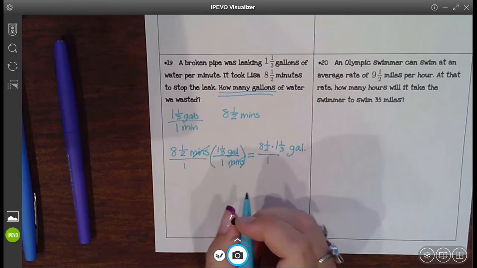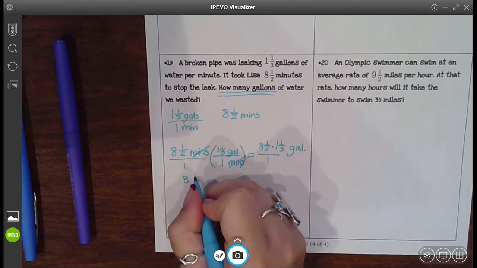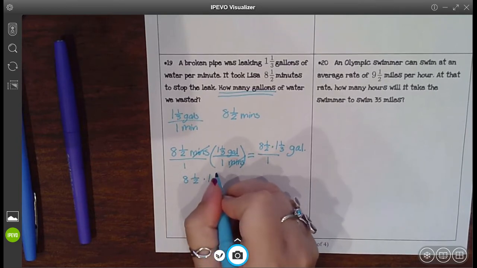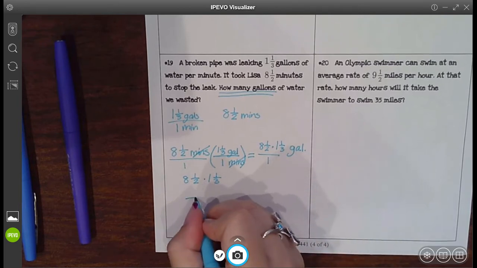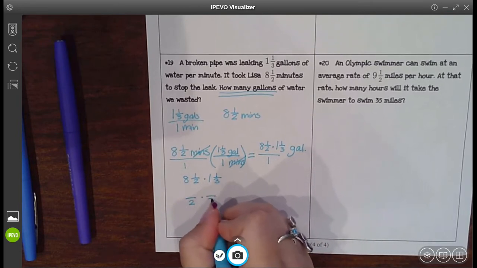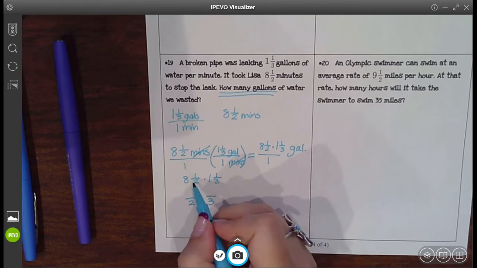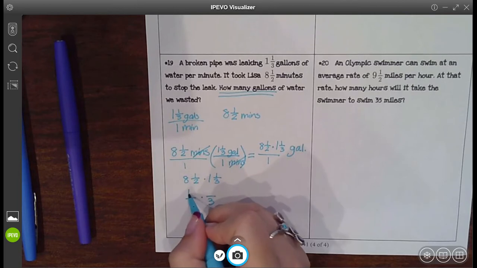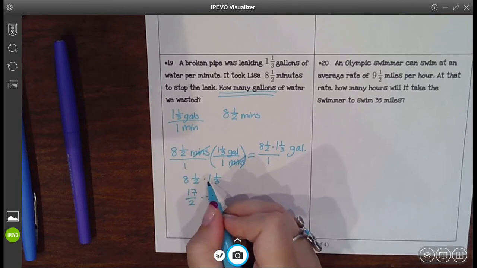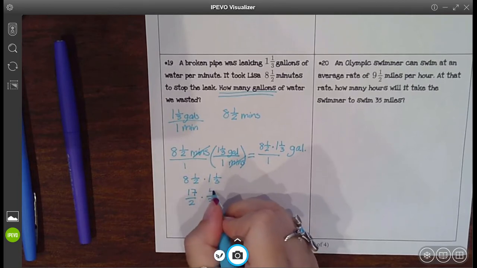So let's go ahead and work that out. When you have 8.5 times 1 1/3, you need to change these mixed numbers to improper fractions. So let's keep the denominator the same. Multiply the denominator with the whole number. 2 times 8 is 16. 16 plus 1 is 17. 3 times 1 is 3, plus 1 is 4.